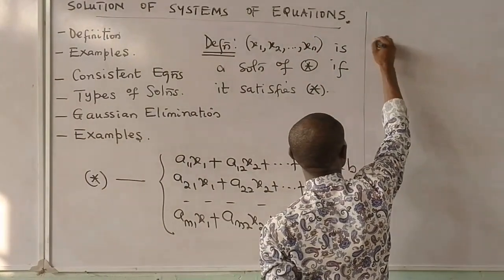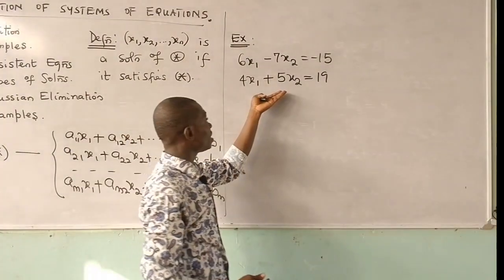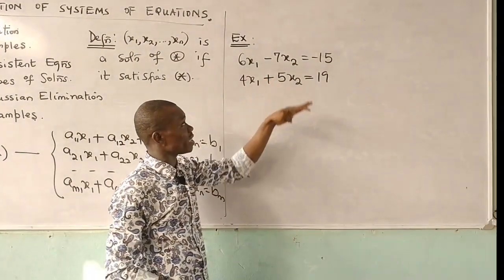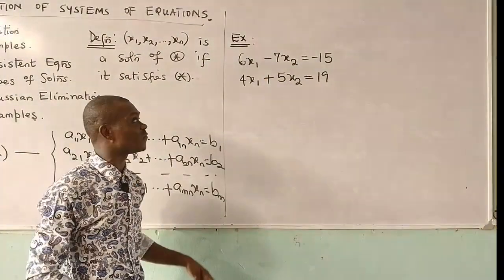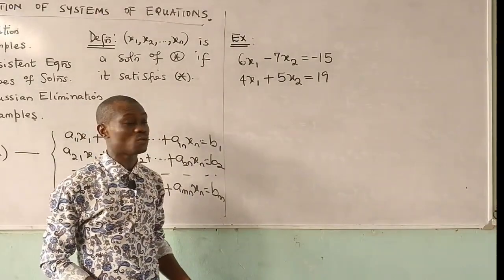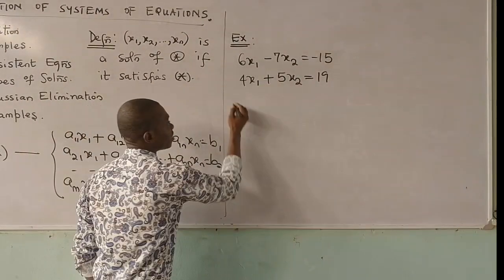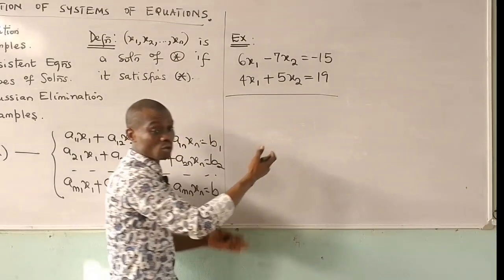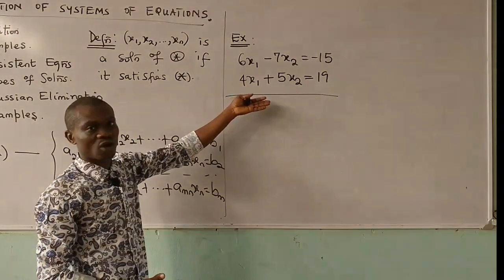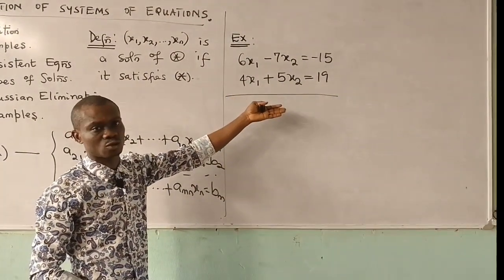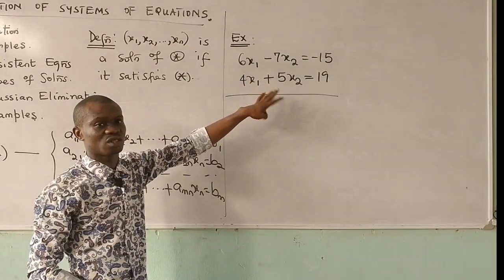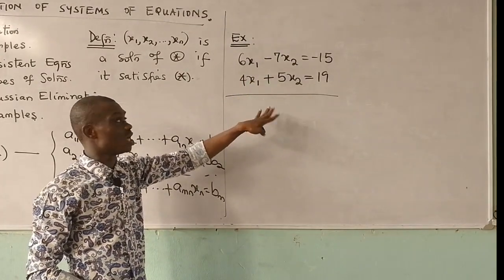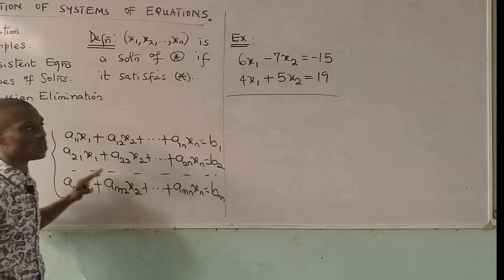Now look at this, for example. If I have 6x1 minus 7x2 equals negative 15, and then the second equation, you can see clearly that of course we are going to solve this. It is a simultaneous equation that just has 2 variables. It's easy to do this simultaneously, but we're going to see how to solve it using Gaussian elimination.